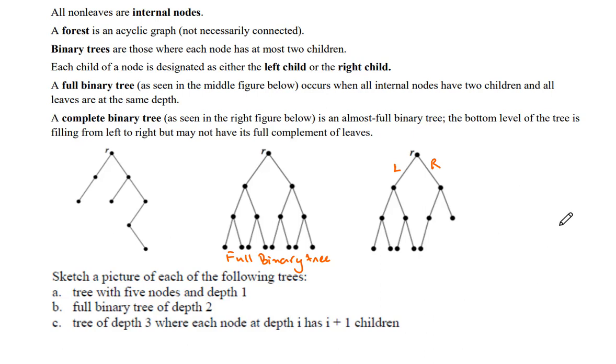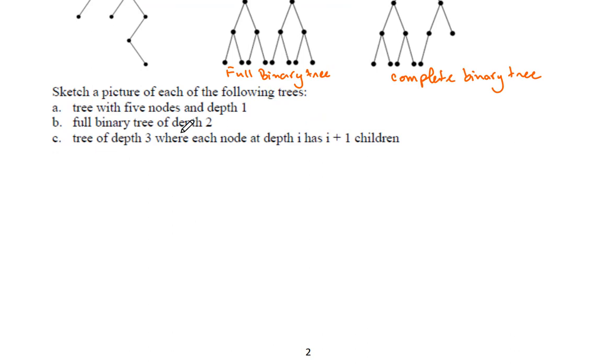In a data structure, for a complete binary tree, all nodes in the last level are as far left as possible. So like this one. So let's see this example.